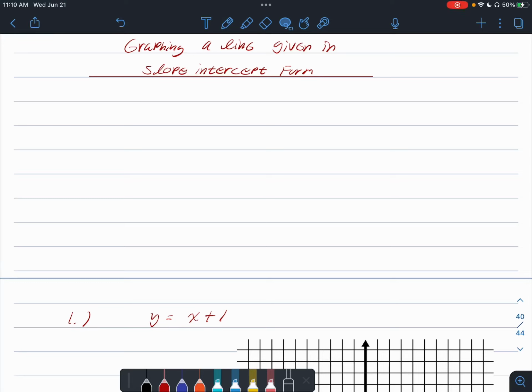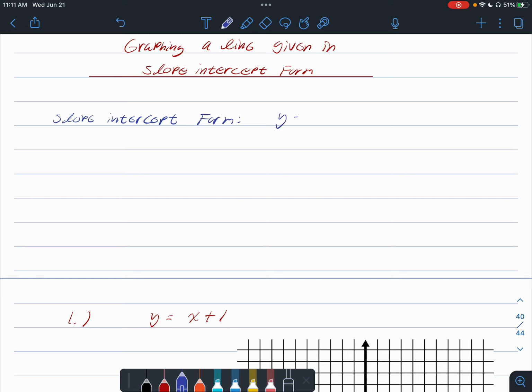In today's video, I want to talk for a few minutes about the basics of graphing a line. Okay, so we are often given a line in something called slope-intercept form. Okay, and this is where you have y is equal to mx plus b.